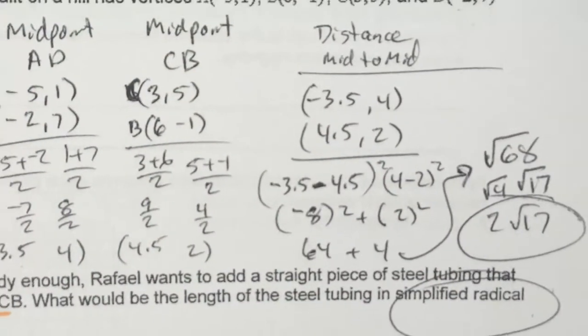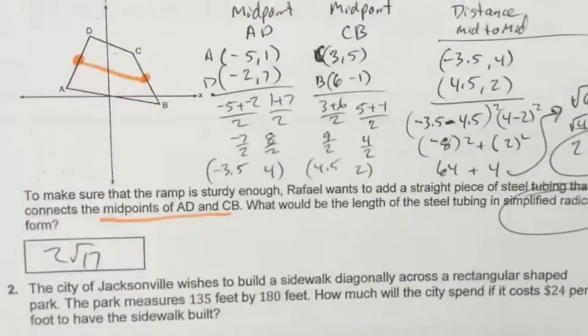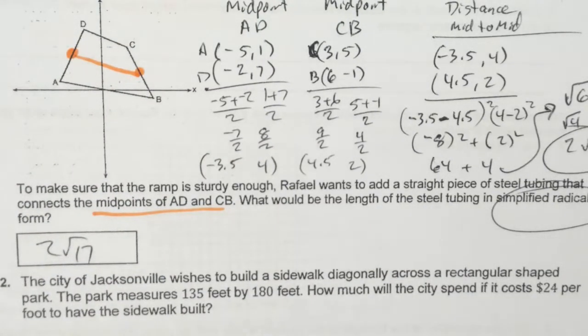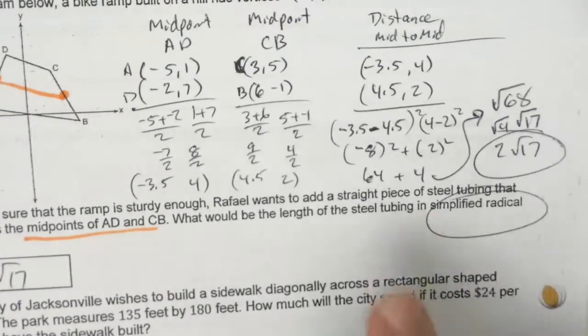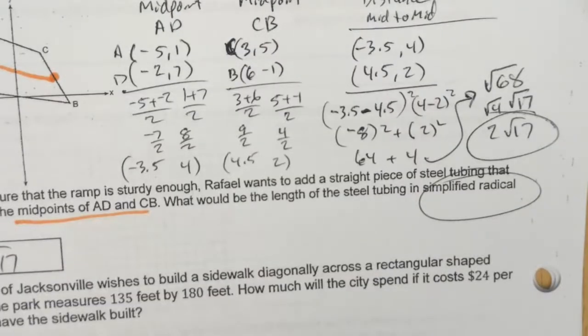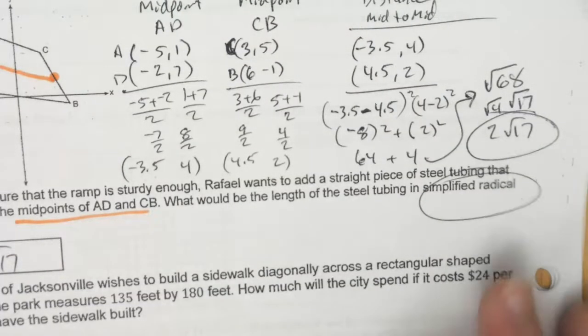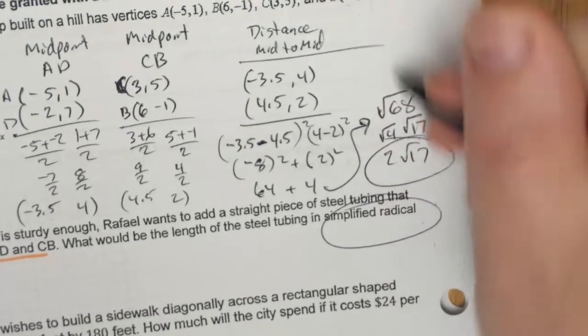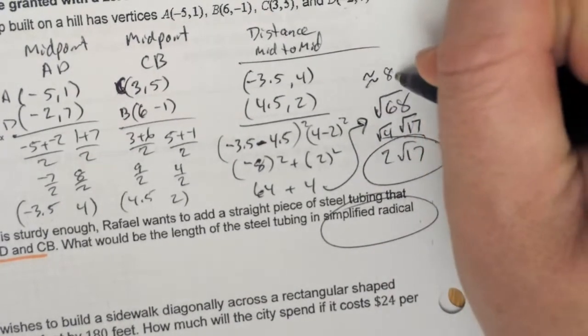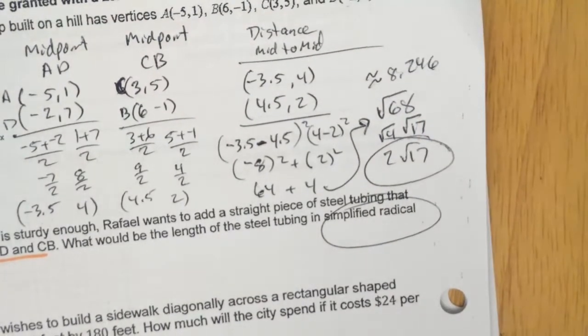You write that into your final answer right there. So 2 square root of 17. That was your final answer. Okay. All right. And just in case you're curious, that was approximately equal to 8.246, in case you were curious.